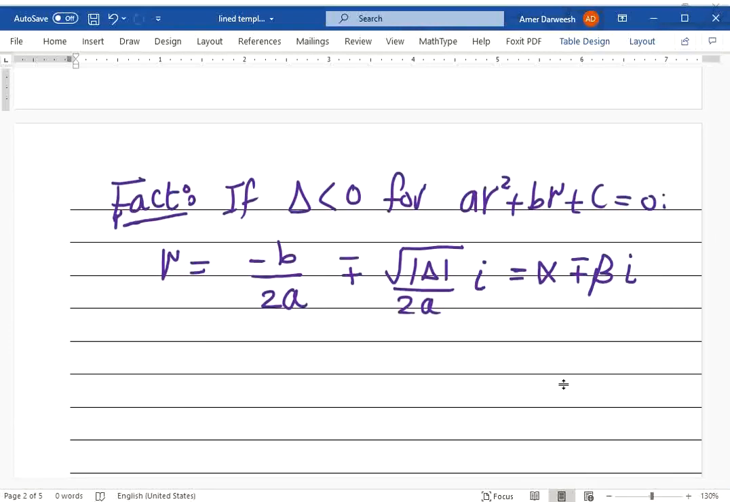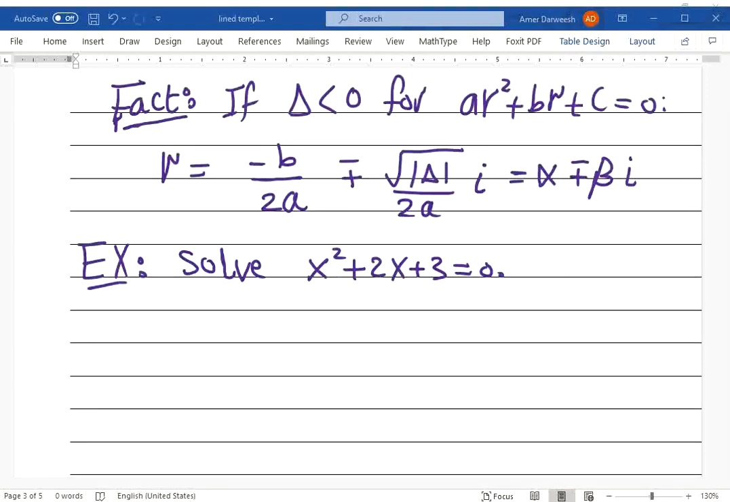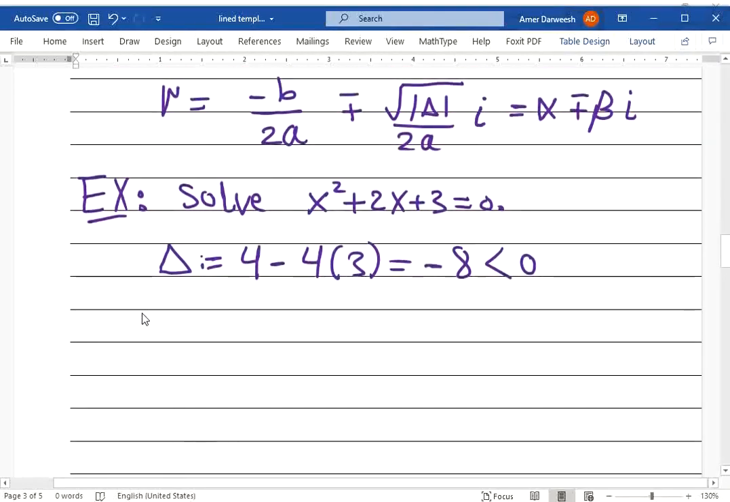إذا خلينا نشوف الآن example على هاي الفعل. Solve x squared plus 2x plus 3 equals to 0. لو حاولنا نحلها بالتحليل أكيد ما راح تنفع لأنه ما في عندي عددين حاصل ضربهم 3 ومجموعهم 2. إذا خلينا نتأكد بحساب المميز discriminant equals b squared which is 4 minus 4ac, so 4 times 3 which is minus 8, so it is negative. بما أنه المميز negative إذا I have complex roots.